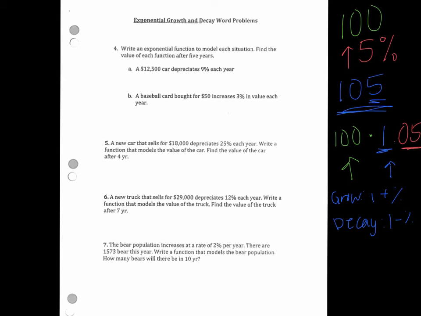So the first problem says write an exponential function to model each situation. Find the value of each function after 5 years. So the first problem says that you have a $12,500 car depreciating, which means decreasing by 9% each year. So my function is going to be f of x equals my initial value, 12,500, times, since I'm decreasing by 9%, I want to subtract that from 1. So I'm going to multiply it by 0.92.